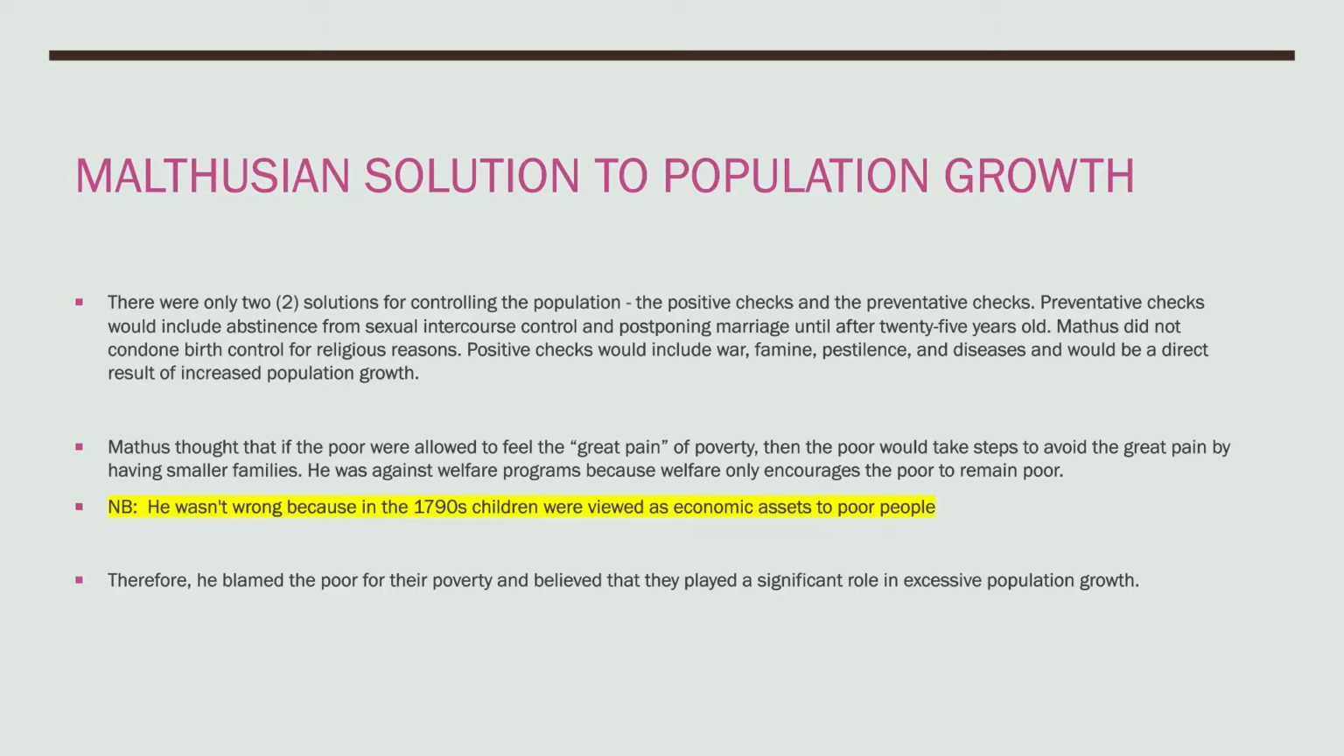He wasn't necessarily wrong, because during the 1790s, children were viewed as economic assets to poor people. So, for example, you had farmers, right? Farmers would have many children so that when they grow up, they can work on the farm instead of having to pay for workers. So back then, children were really economic assets. The poor family would have their children, boys and even girls, as young as they are, go outside and work to earn a small income to help the family. So he wasn't necessarily wrong for saying that.